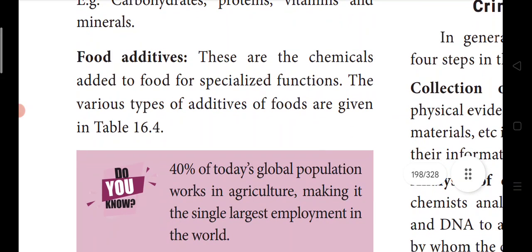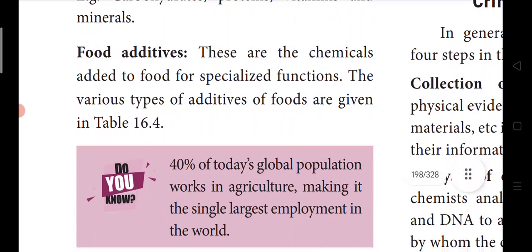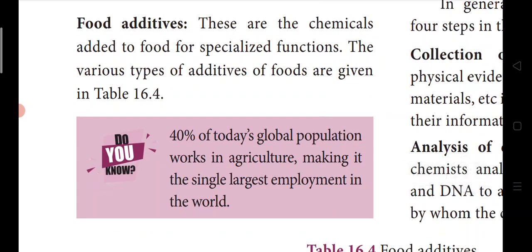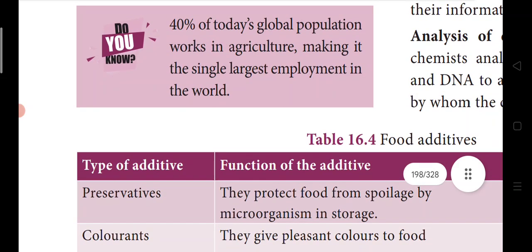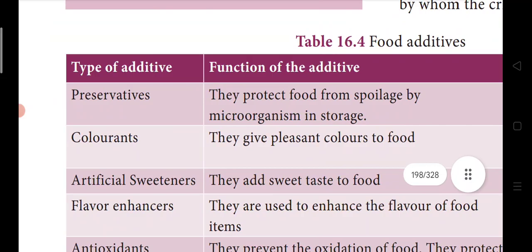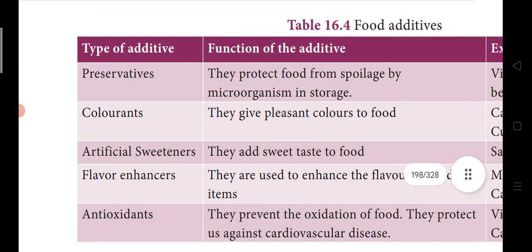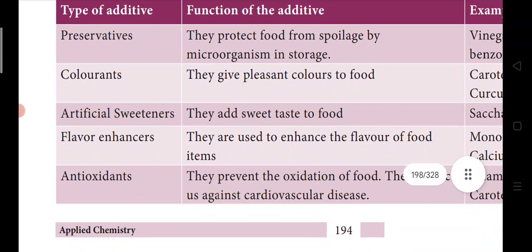Food additives. What are food additives? These are the chemicals added to food for specialized functions, something added to increase its function. So what are the types of food additives we use? Preservatives, we add to protect the food from getting spoiled. Colorants, we use to give an attractive color. Artificial sweeteners to add sweetness to the food. Flavor enhancers to enhance the flavor. Antioxidants, they prevent the food from getting oxidized.